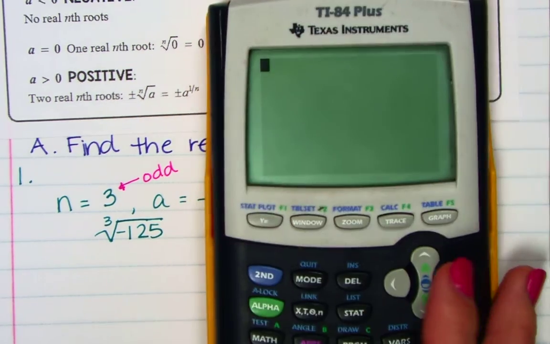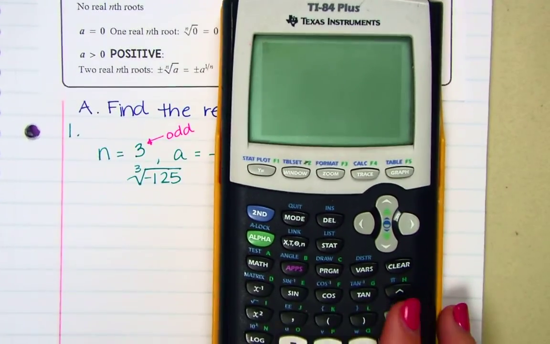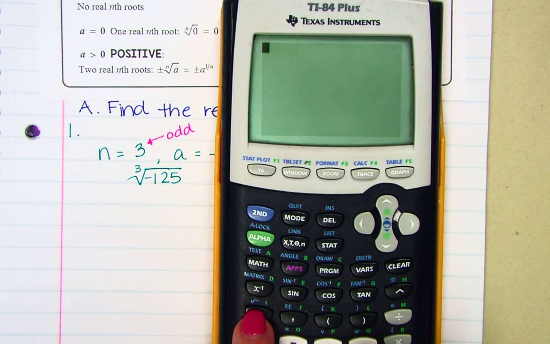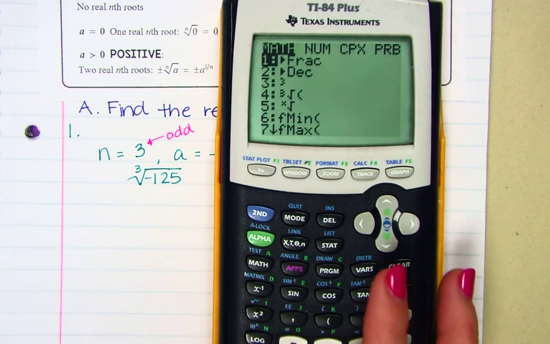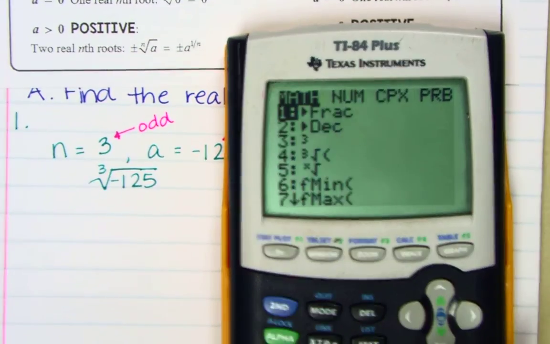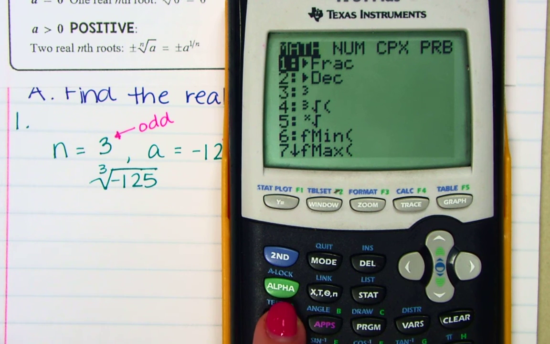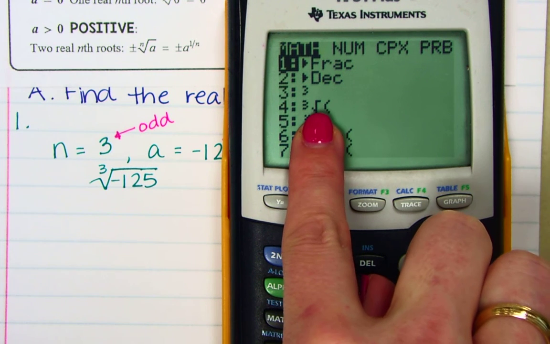Now, we have a square root button. You probably know where that is already. Okay, it's right here. That one's the one we've used before. But to find the roots for other roots, use math. Okay, math, it's right under the green button. Okay, it's right here. And there is one for cube root already.